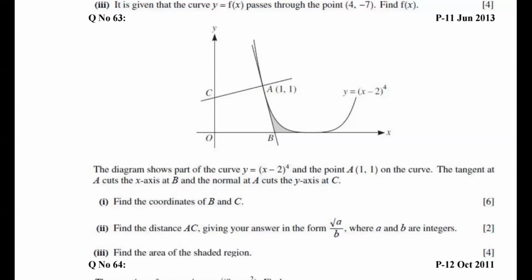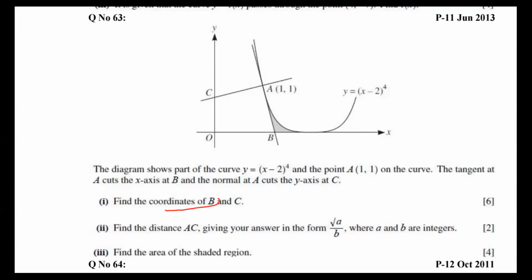Bismillah ar-Rahman ar-Rahim. This is the topic of integration and differentiation, June 2013 paper. In the first part, we have the coordinates of B and C that we need to find. B is here, and this is called the equation of tangent, and this is called the equation of normal, and there is 90 degrees between them.